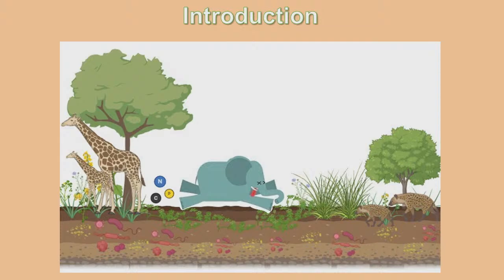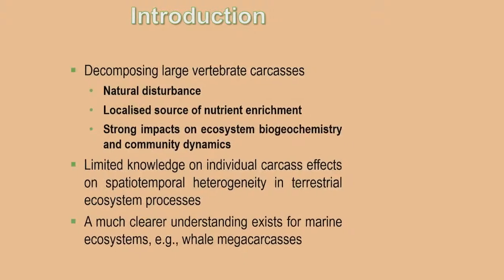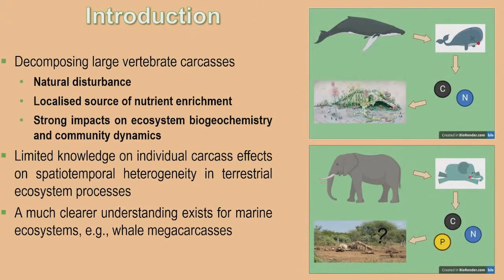And although I will be presenting on some vegetation dynamics today, this forms part of a larger ecological question, because we have limited knowledge on the individual carcass effects on spatiotemporal heterogeneity in terrestrial ecosystem processes. And surprisingly, there's a much clearer understanding for marine ecosystems, where whale megacarcasses create these oases of biodiversity and production that may persist for decades.